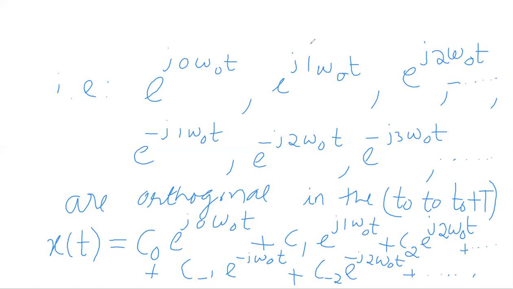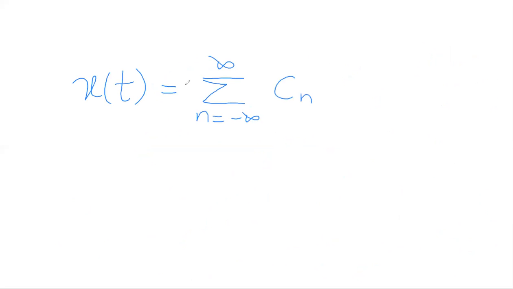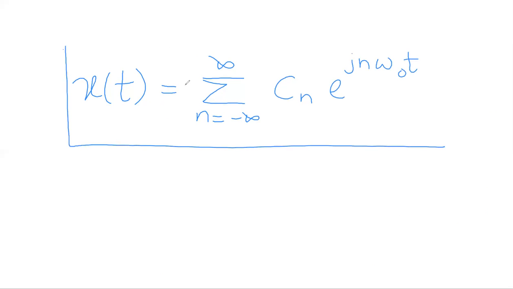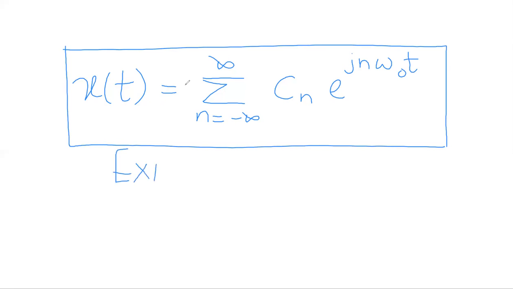By looking at this series expansion, we can write, within a summation symbol, the formula of the exponential Fourier series. Erasing this page and writing the formula: x of t is equal to the summation of n equal to minus infinity to plus infinity of Cn e to the power j n omega 0 t. So this is the formula for the exponential Fourier series.